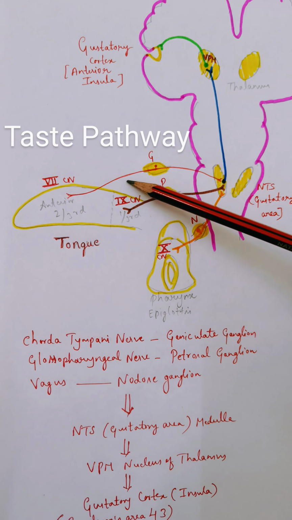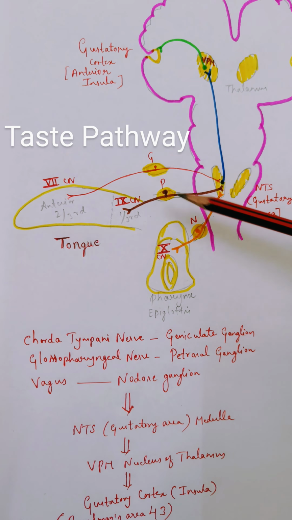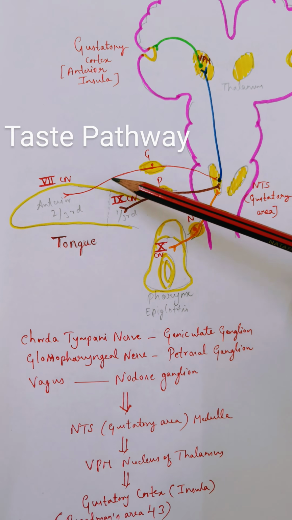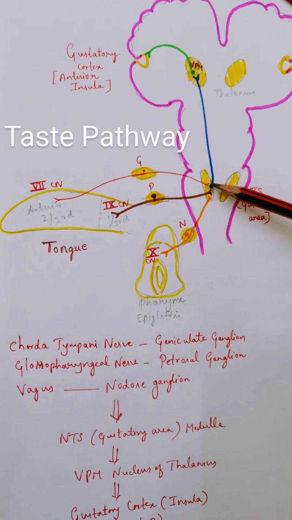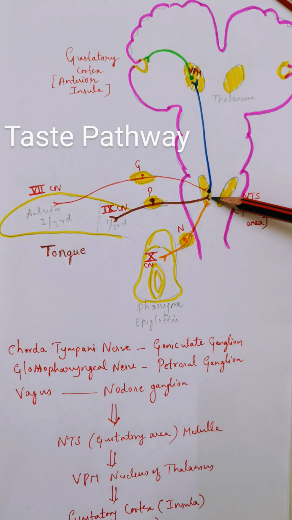So we can take all the three nerves as first order neurons. They're all carrying the taste sensation from different parts of the tongue and pharynx to your gustatory area, which is present in the nucleus tractus solitarius in the medulla.